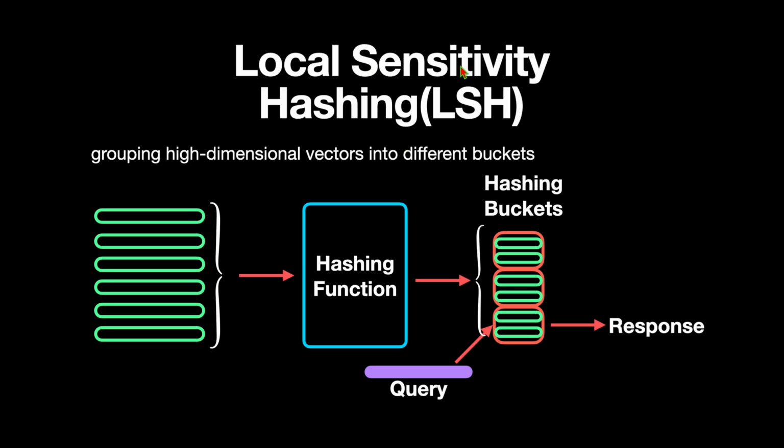Let's start with locality sensitive hashing, or LSH. So LSH at a high level works by grouping high dimensional vectors into different buckets. If you take these as the input vectors, it uses some kind of hashing function and then groups them into different buckets. Whenever we get a query from the user, it straight away looks into the bucket in which the most similar vectors will lie, and then it returns k vectors within that bucket, and it ignores the rest of the buckets. So it's more of reducing the search scope of the given vectors.